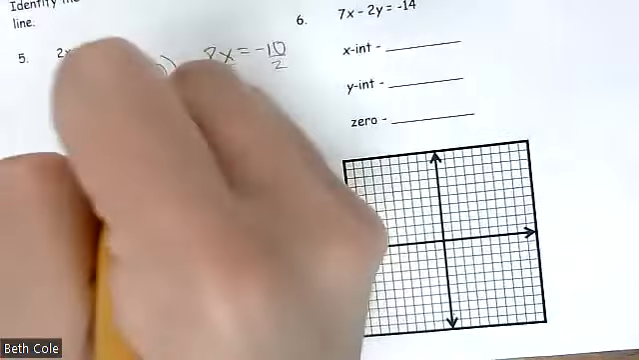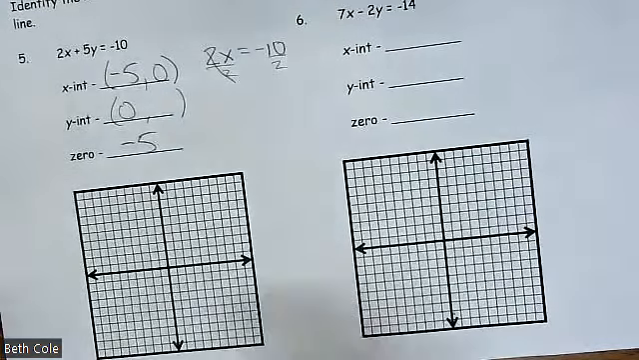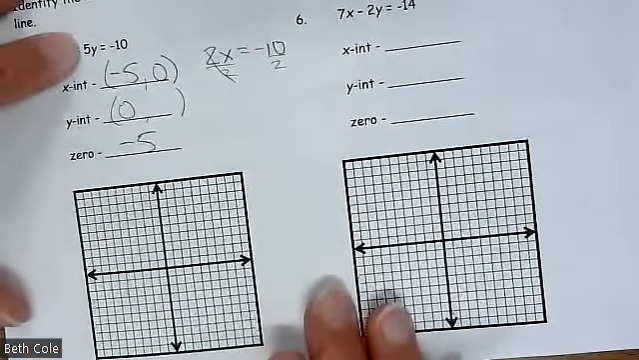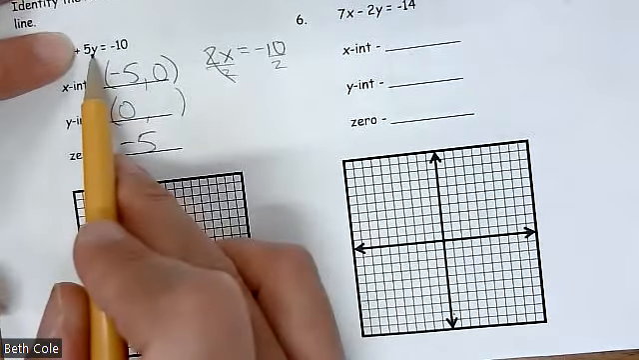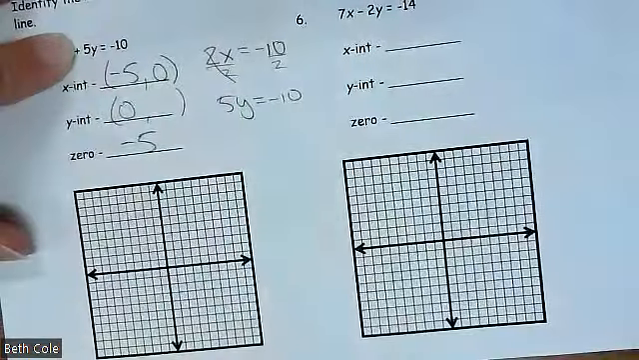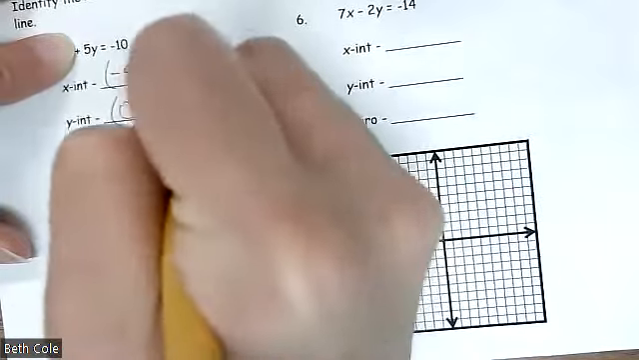Now, for the y-intercept, you're going to plug in 0 for x. So again, I usually just cover it up. If it's 0, it's gone, right? So look, I'm just going to cover up the 2x. You have 5y equals negative 10. And you would divide by 5, and you would get negative 2. Perfect.